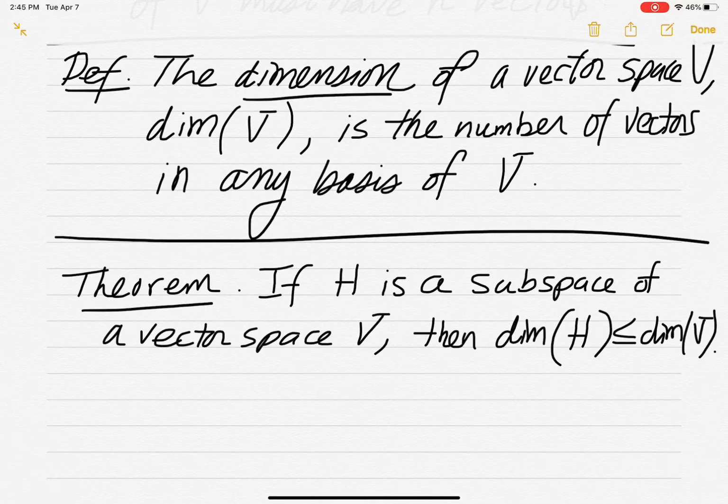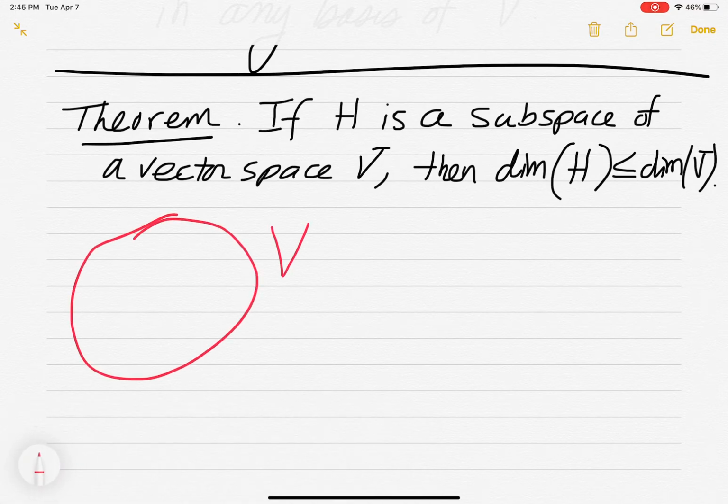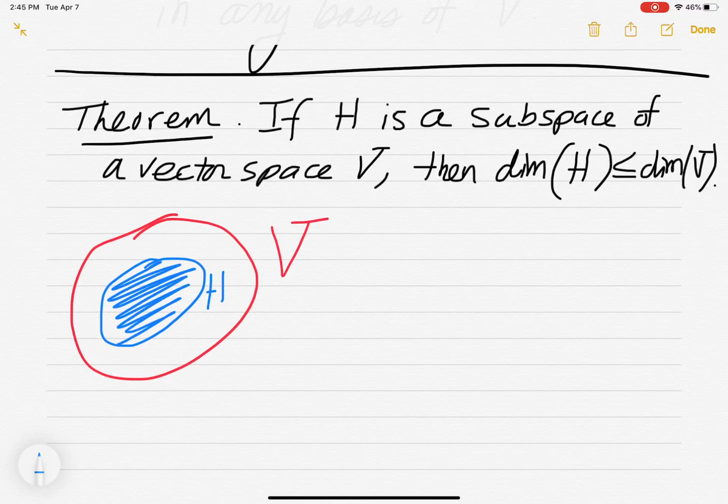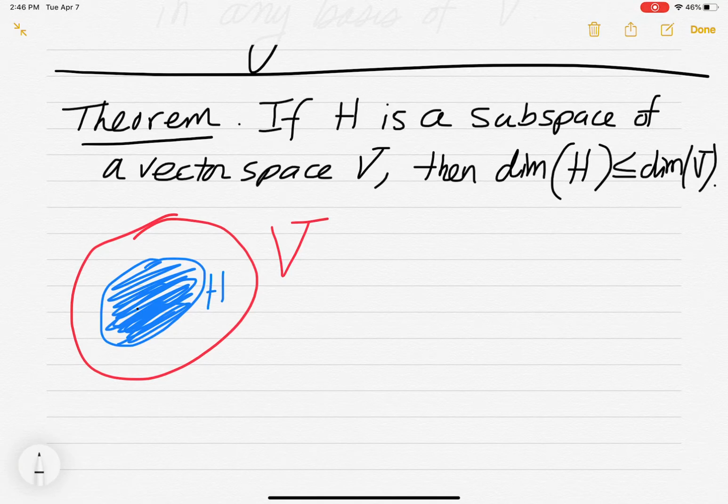Let's try to think about that. It's kind of intuitive. Out here we have a vector space, call it V, and inside of V we have a subspace H. If there's a basis for H, what is a basis? A basis is a set of linearly independent vectors which you can build H from. So you're going to have some vectors in here, some points to represent vectors. The number of vectors you can build H from is less than or equal to the number of vectors that you can build V from.